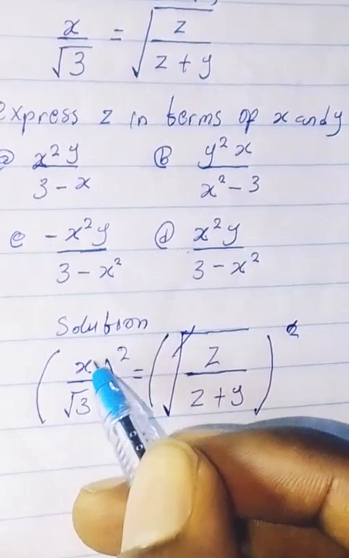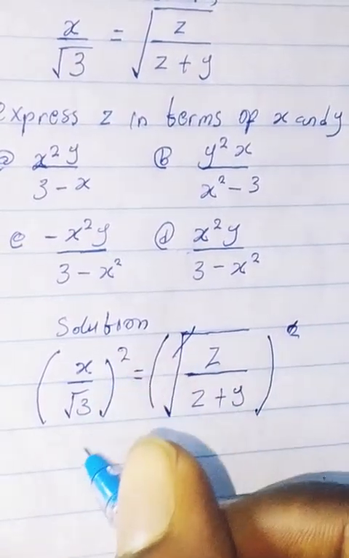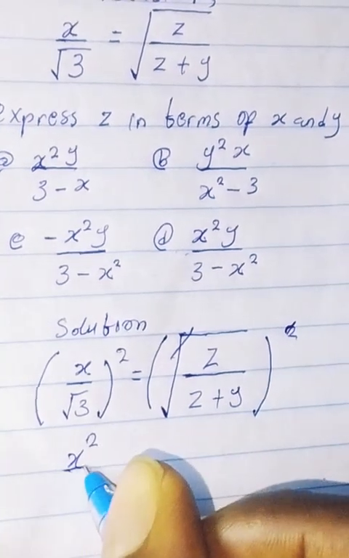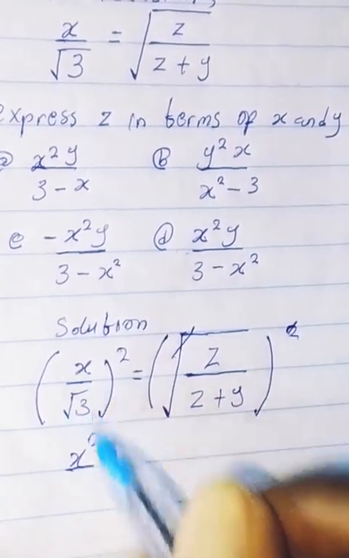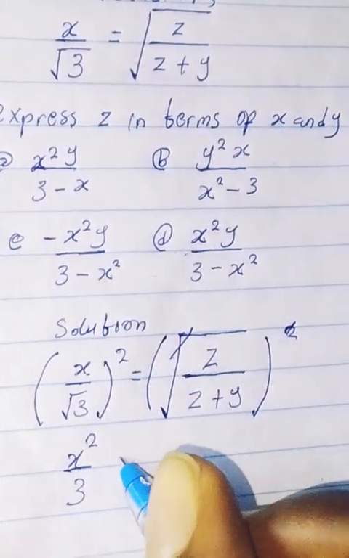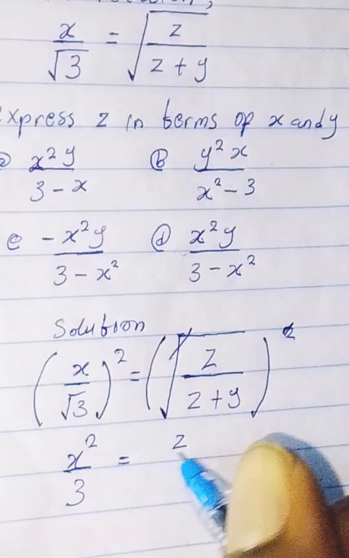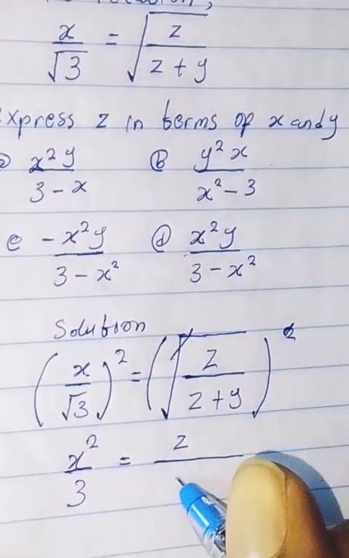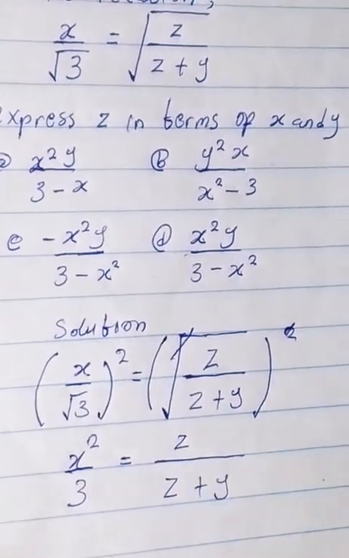Now from here we apply this square to both numbers. So the square of this becomes x squared over, now from this part here, the square also cancels the square root of this. We are left with 3 equal to z over z plus y. Now we are close to our answer.